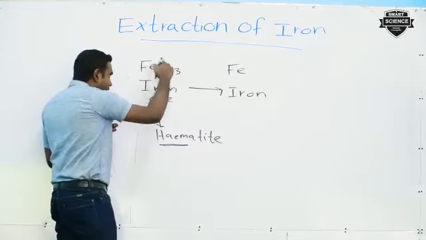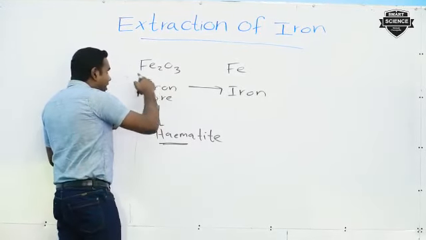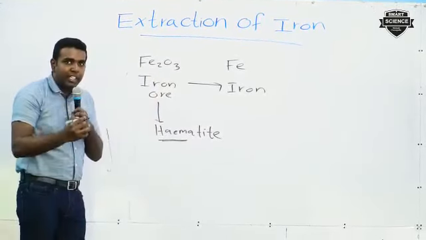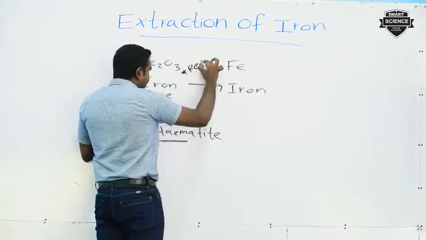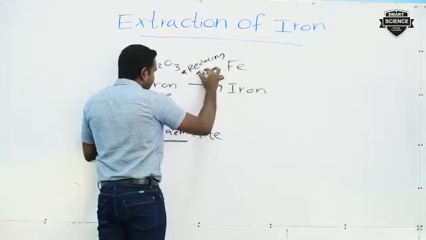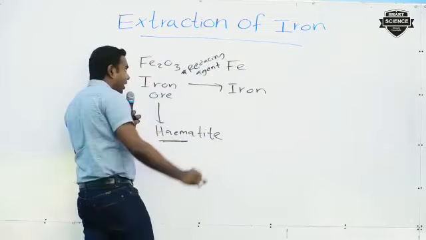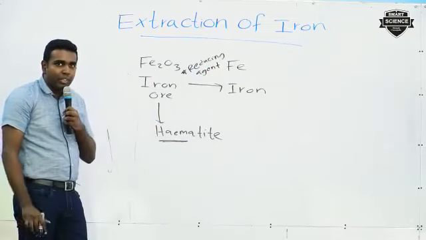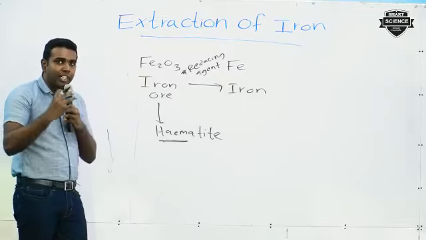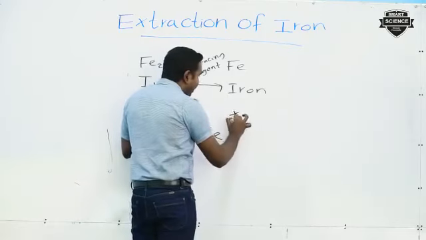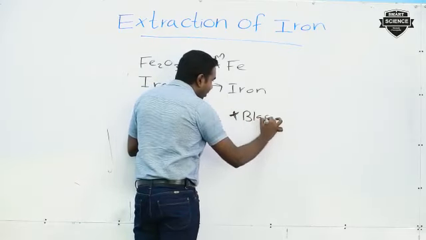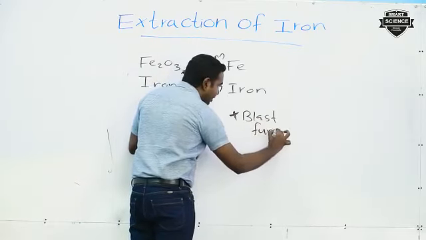So to remove this oxygen, or to reduce this iron 3 oxide, you need a reducing agent. And the next thing you should know, this process of iron extraction takes place within a structure called a blast furnace.